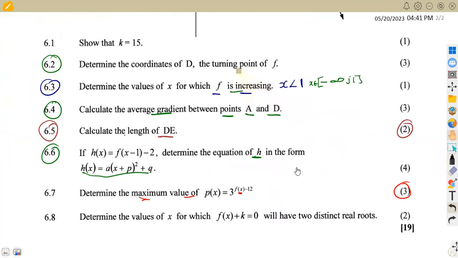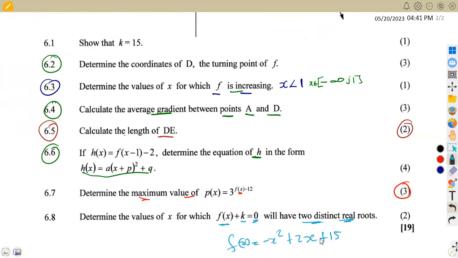Then on 6.8, we are given a condition to state the values of x for which f(x) plus k is equal to 0 has two distinct real roots. Here we are talking about the values of x. Remember, our f(x) is a quadratic function, which was given by negative x squared plus 2x plus 15.